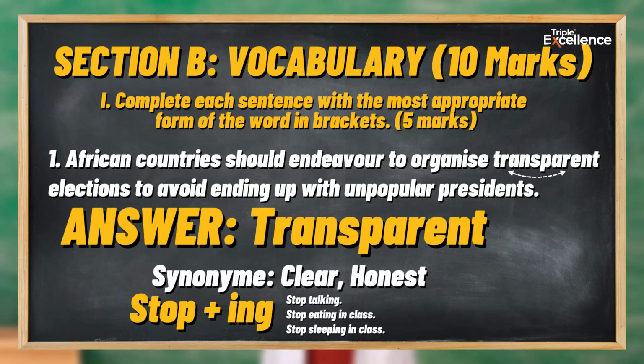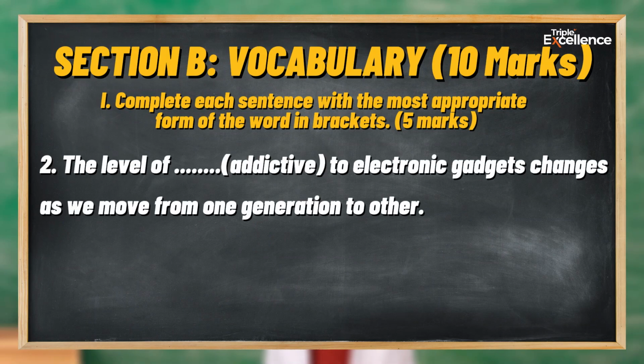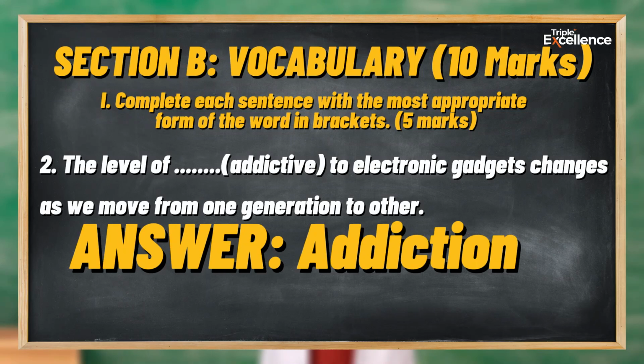Your own sentences. Correct. Let us move to sentence 2. The level of addictive to electronic gadgets changes as we move from one generation to the other. So the answer here is, can you suggest an answer? Can you guess the answer? The answer here is the level of addiction.